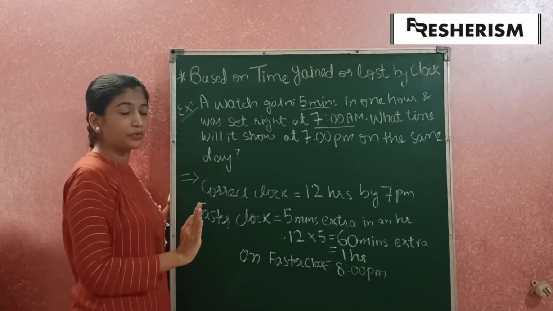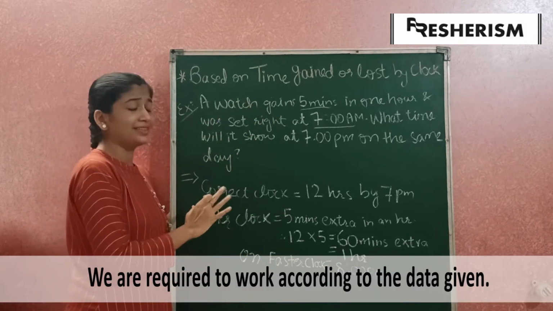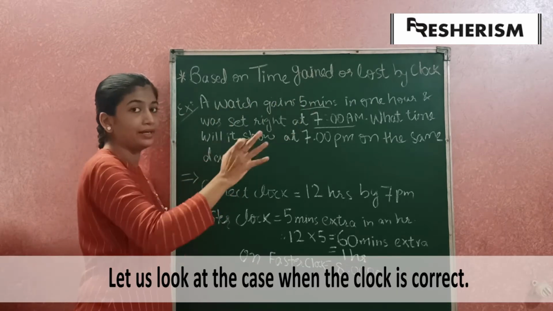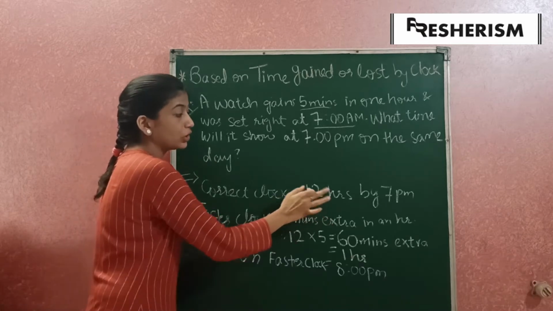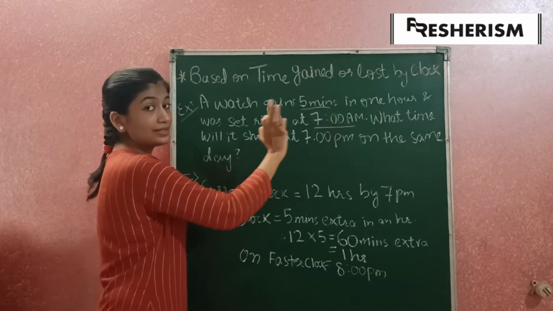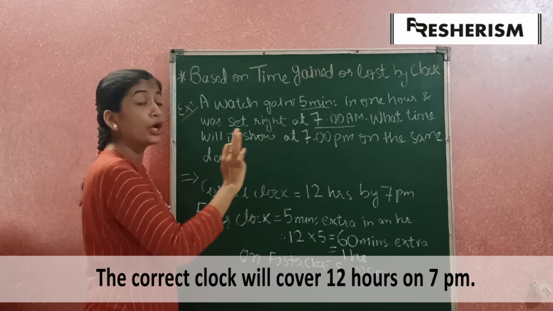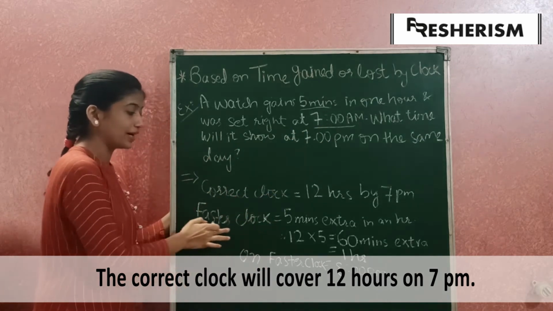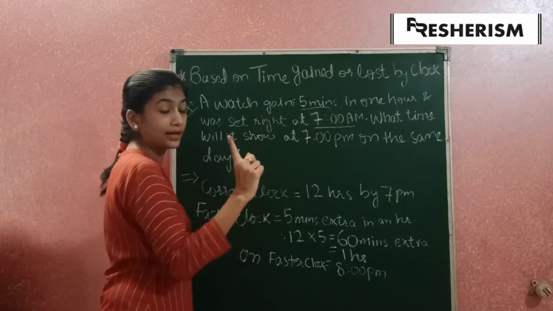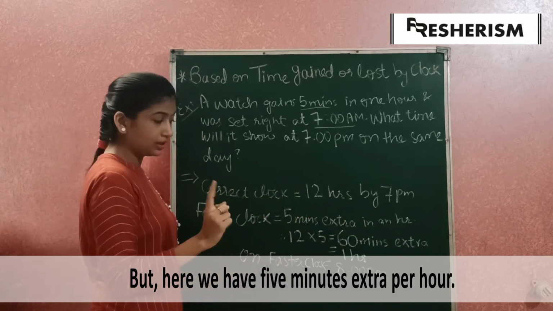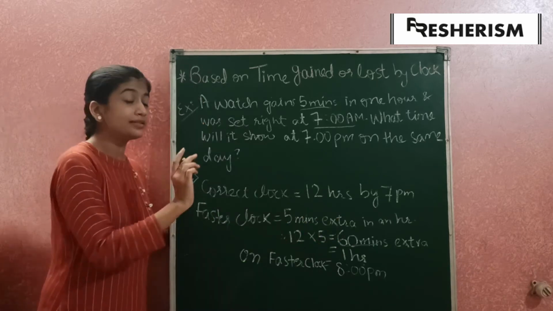For solving these types of questions, it is simple. Just write the data which is mentioned in the question. Let's see, when the clock is correct, when it isn't losing or gaining any time, the correct clock covers 12 hours by 7 p.m., right? When it is set at 7 a.m., on the 7 p.m. the correct clock will cover 12 hours. But in the faster clock it is already mentioned that it is 5 minutes extra per hour. So 5 minutes extra in 1 hour. So for 12 hours, 12 into 5 equals 60 minutes. There are 60 minutes extra.